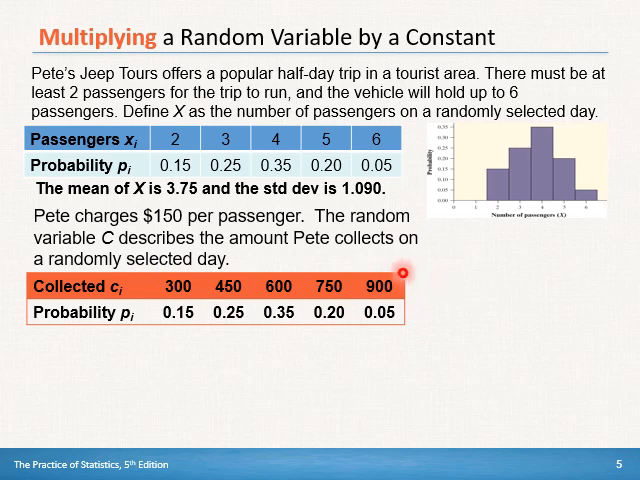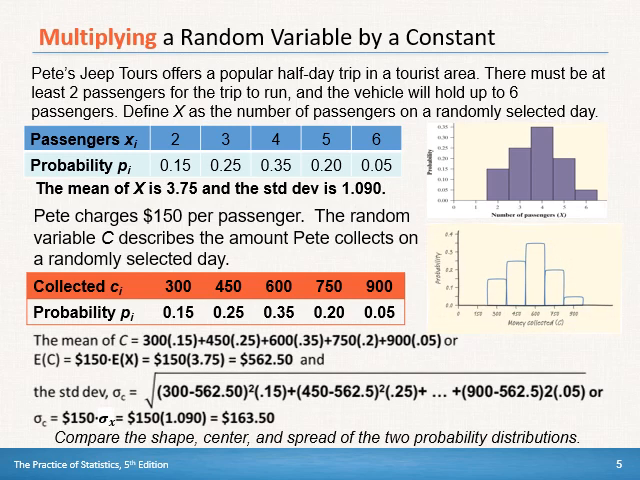So now we have a new random variable set here. Notice that the probabilities are still the same down here. So the probability that he brings in $600 in revenue one day is the same as the probability that he has 4 people, right? I mean, because we've just taken those x values and multiplied by 150. So now let's talk about what happens to the mean and to the standard deviation of the original x values. As you can see, we know what the mean of x is, and we know what the standard deviation of x is. Now let's see what is the mean and standard deviation of this new random variable that we're calling c.